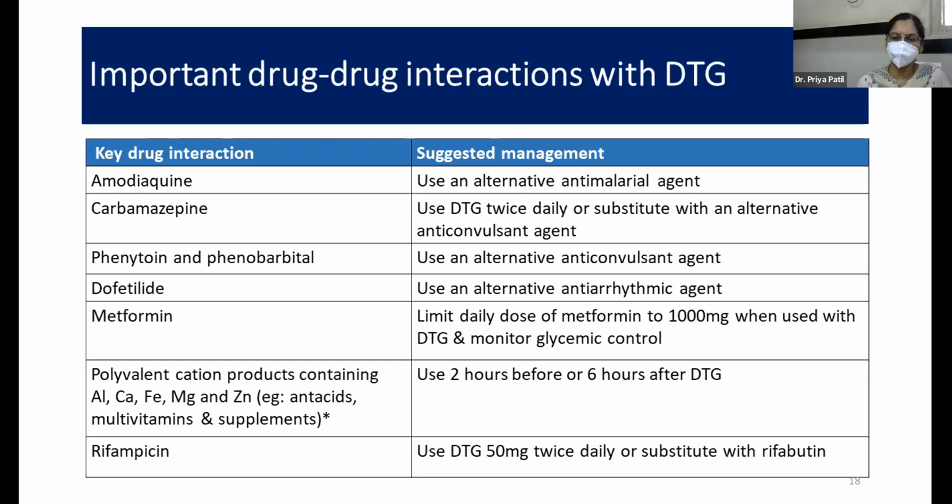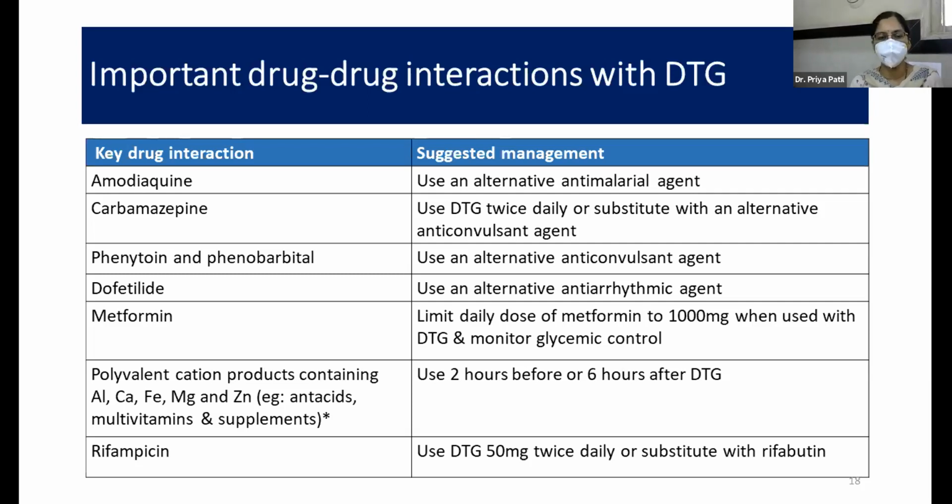So that should be remembered, because very commonly these PLHIV feel that they are weak and they will be using over-the-counter products also, or without the knowledge of the ART center they may be taking these drugs from their local doctors. So it is very important at the ART center to inquire whether they are taking such multivitamins or calcium supplementations, and accordingly counsel them that they have to be used either 2 hours before or 6 hours after DTG.